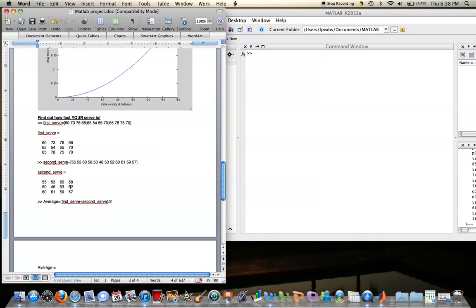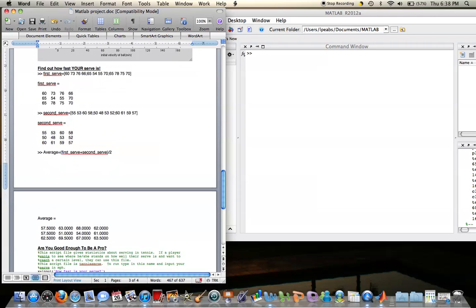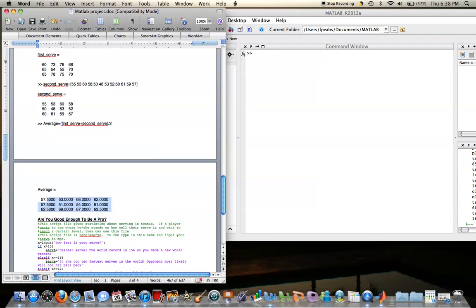And then to find out what your average serve is overall, I added up both the first serve and second serve and divided them by 2. And then here you get your average serve speed for each game, each point even. So as you can see, in this hypothetical situation, the third set would have been the most powerful serve, which makes sense because you've warmed up and you're more comfortable, so you're hitting the ball harder.